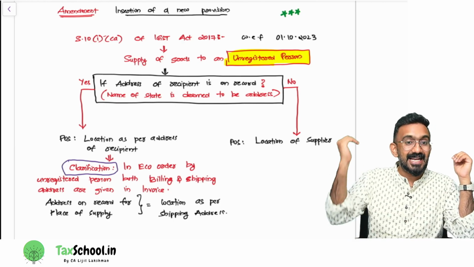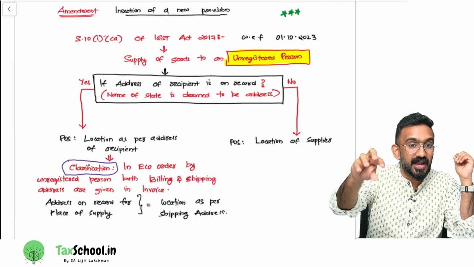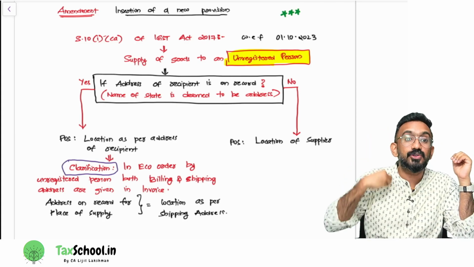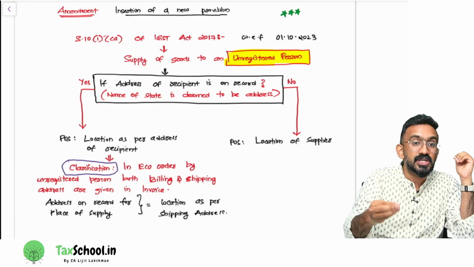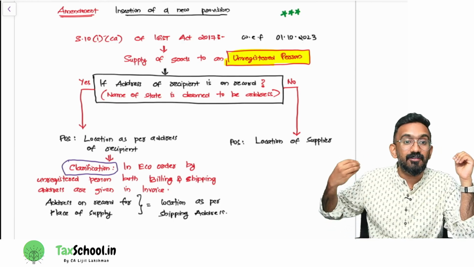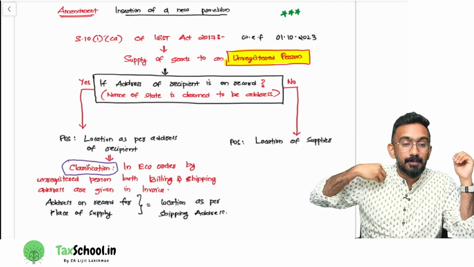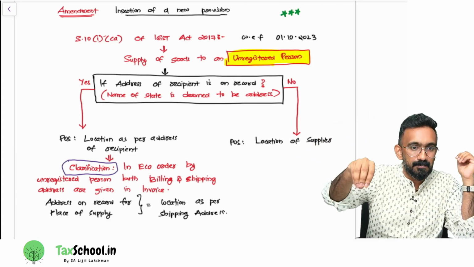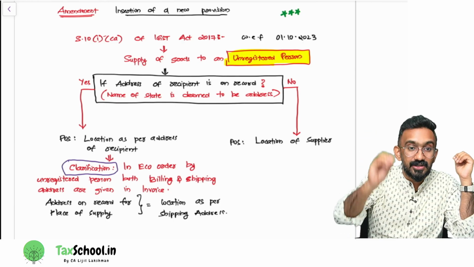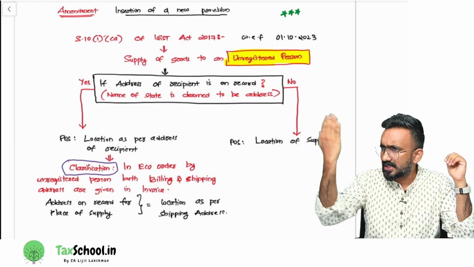How? In the bill that is generated by the supplier in Chennai, I have to tell him, can you issue the invoice in my address in Kochi? If I put the address of Kochi in the bill, the place of supply will be the address in the bill. So let's read the provision.